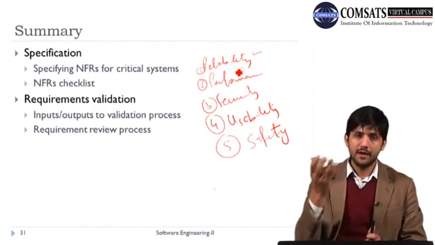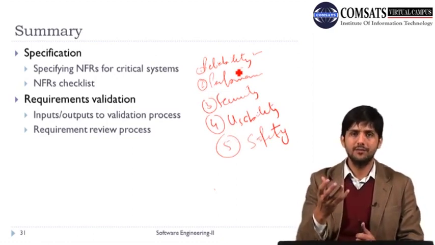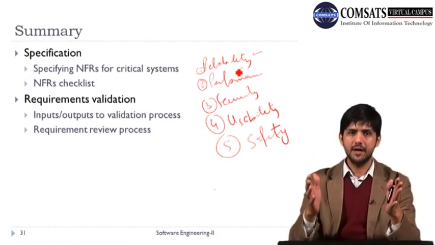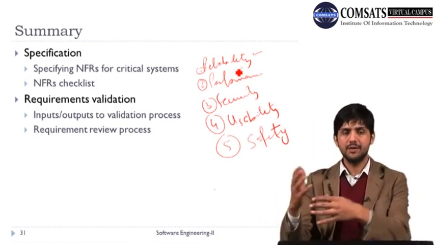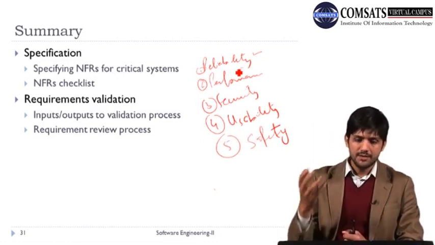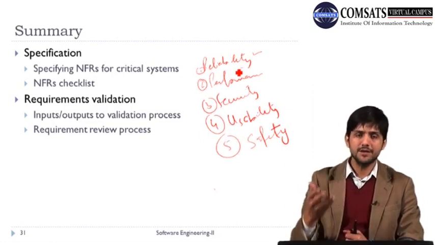Towards the end of our discussion on non-functional requirements, we looked at the checklist of non-functional requirements, and we said that it is a good idea to have that checklist in front of you while looking at the SRS document, which will help you identify if you have omitted some key information. So that was our discussion on non-functional requirements, and then we moved on to the validation process.